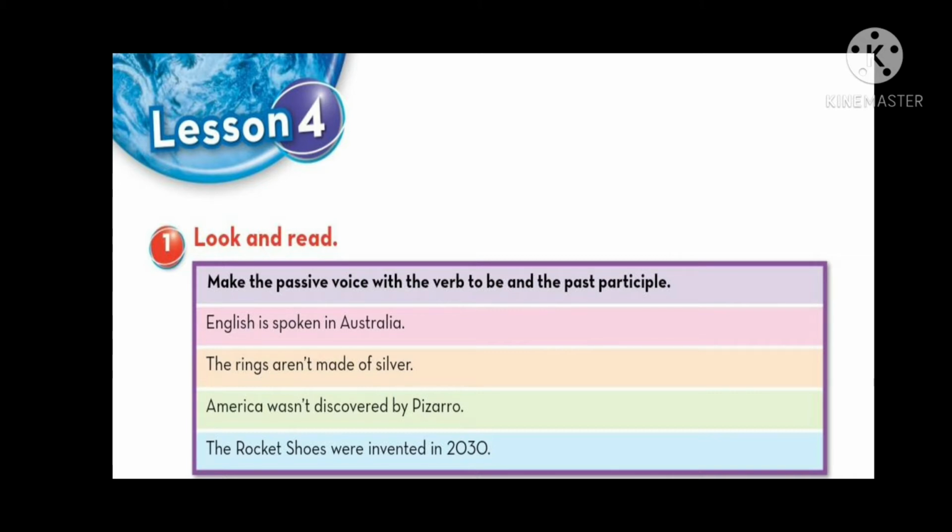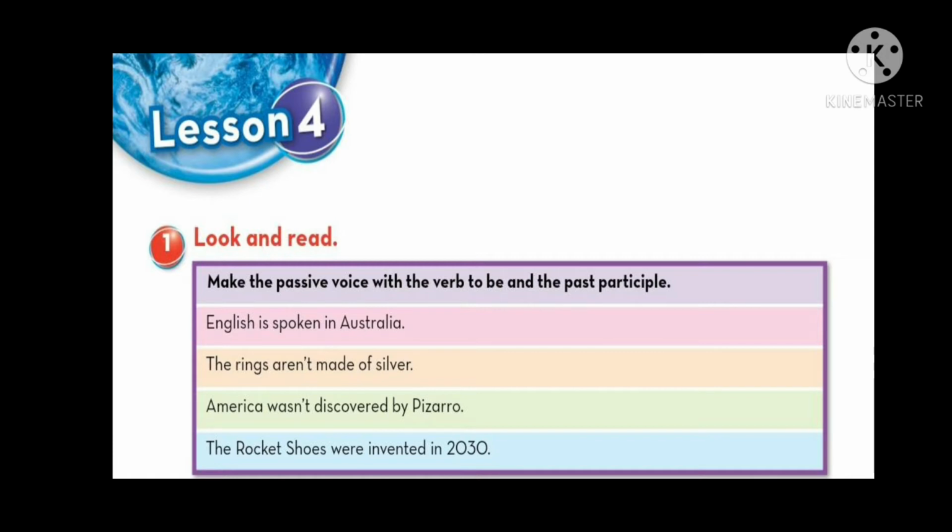Look at these examples. Let's read them together. English is spoken in Australia. English is singular, is spoken in Australia. We use is, which is the present form, because this is a general fact. هي عبارة عن حقيقة, which is English is spoken in Australia. Okay, the rings are made of silver. And also when we are talking about material, زي ما حكينا ب lesson 3, when we talk about the material of something we use the present form again. So the rings are made of silver.